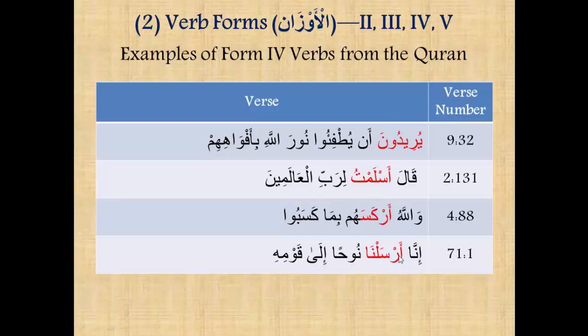أرسلنا, أفعلنا. So again, the defining characteristics of Form 4 is that there is a hamza at the very front in the past tense, and then in the present tense, we have yuf'ilu, where the fa, the first root letter, actually takes a sukoon, and then in the masdar we have the hamza again, al-if'al.